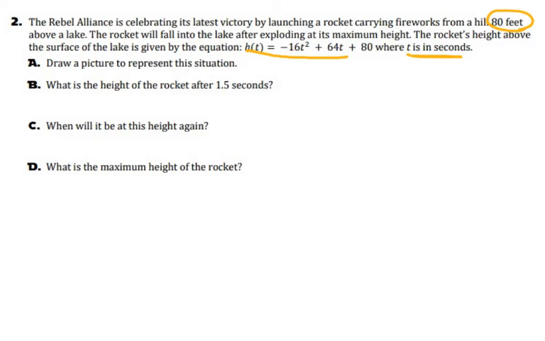So part A says draw a picture. I'm going to try and draw a small picture so I save some room to do work. I have a rocket. So notice there is a negative sign in front of this parabola. So I have some sort of parabola that is opening down.